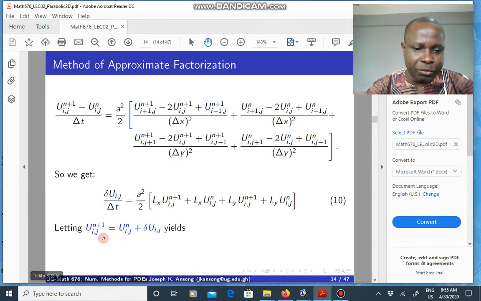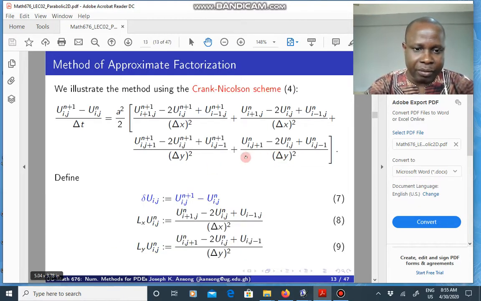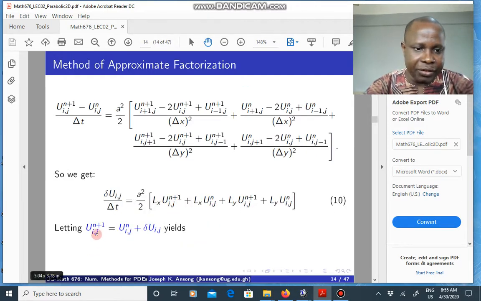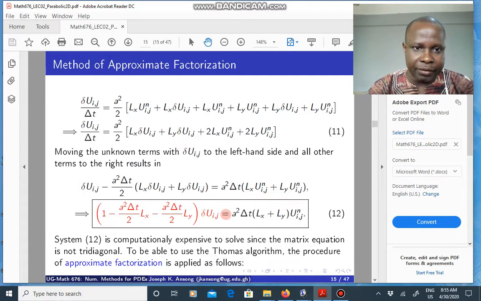If you rewrite this one to be this, so from this definition, equation 7, you can rewrite Uij n plus 1 to be equal to this, and then you plug it into here. Wherever we see this, we replace it with that. The equation 10 turns out to be this expression here, and of course we can combine terms. We can combine the terms with the delta u's and the terms without them, and then you get equation 11.